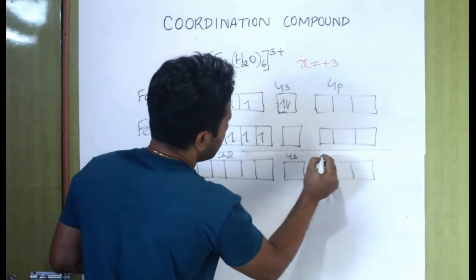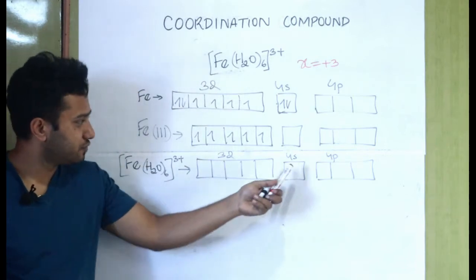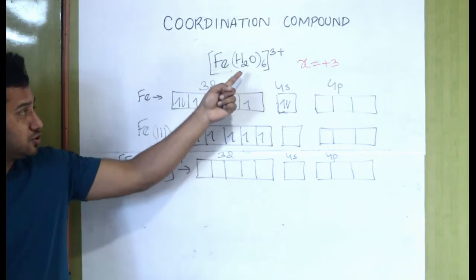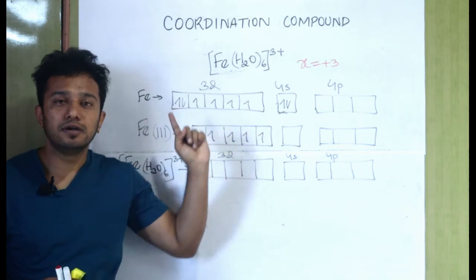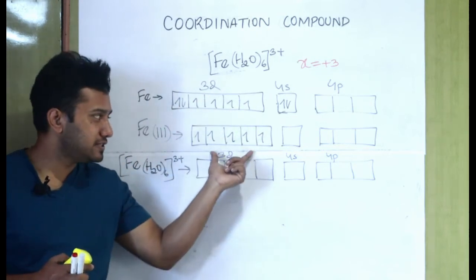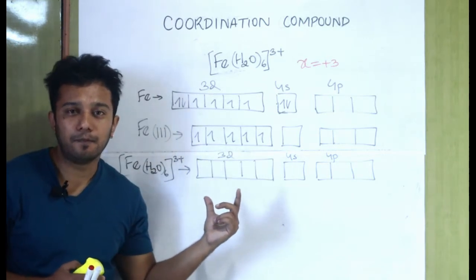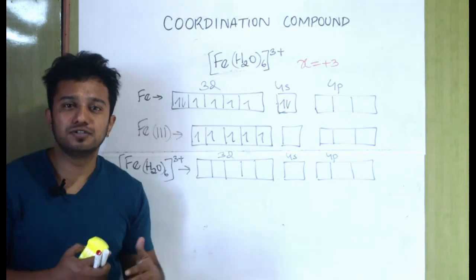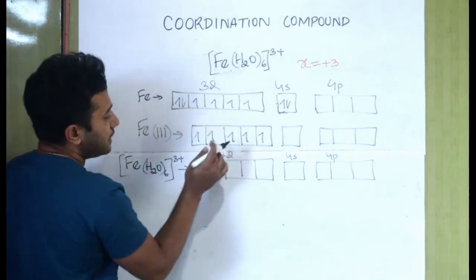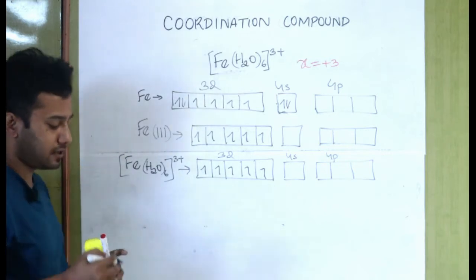3d, 4s, 4p. Okay then. So now H2O, if you look, H2O is a weak ligand. So what did I say? If it is a weak ligand, these electrons will come down as they are. They will not pair themselves up, right? Strong ligand will pair the electrons, weak ligand will not pair the electrons. So since H2O is a weak ligand, these all will come down as they are. They will not pair themselves up.